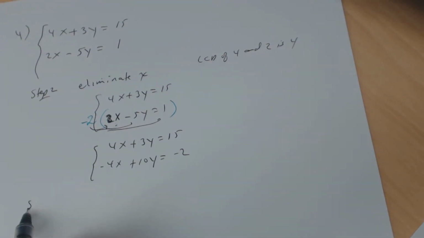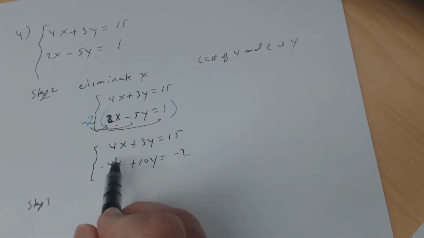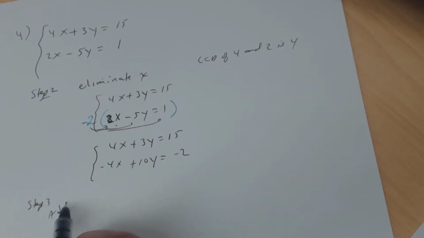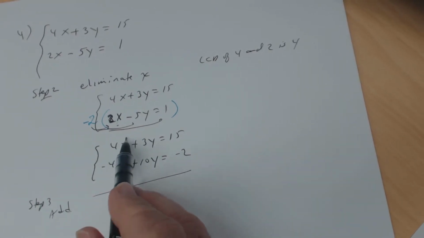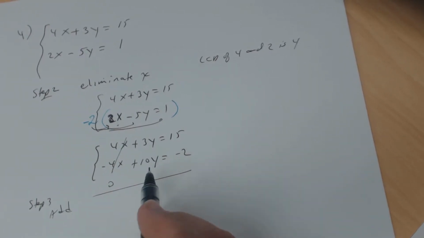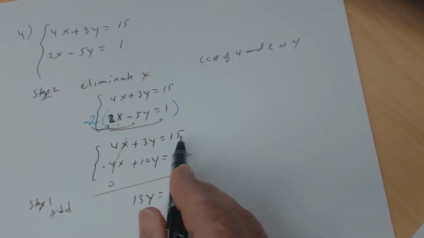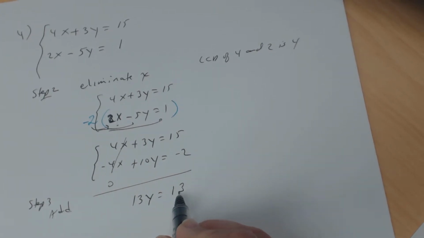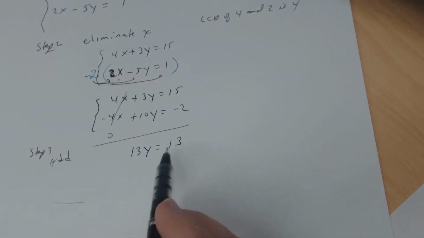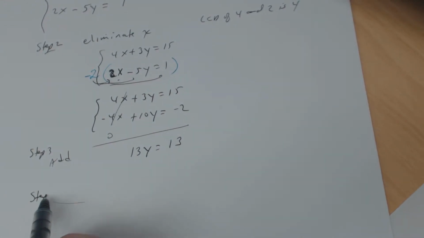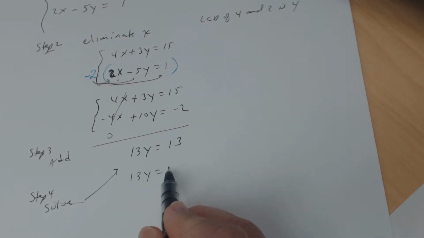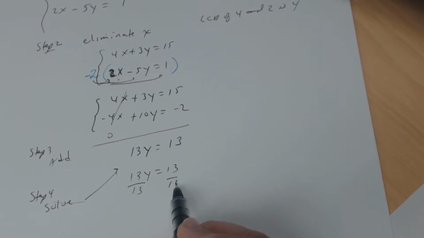Now, once I see that those are opposites, step 3 is to add them. So now let's add them. When I add them, the x's give 0. 3y and 10y is 13y. 15 and negative 2 is a positive 13. All right, so I added them. Step 4 is to solve the equation. So I get 13y equals 13, divide by 13, and I get y to be 1.